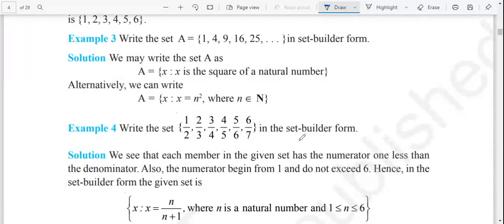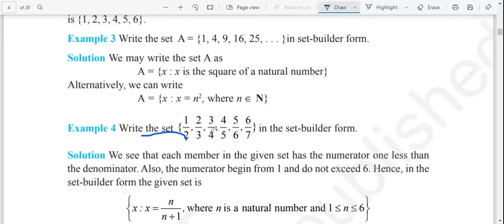So let me go to set builder form. How do we write this? Here we have been given a set 1 over 2, 2 over 3, 3 over 4 like this, and we shall have to write it in set builder form. So let me look at the pattern. If you look at the first term, we have got 1. The first term is 1, the second term is 2, the third term is 3. So it is having n as the variable.